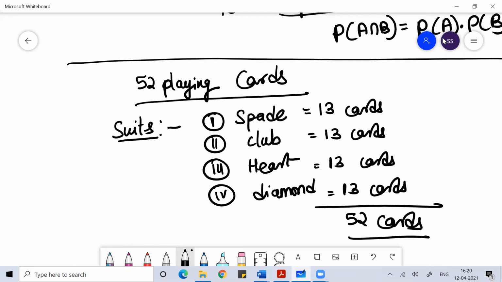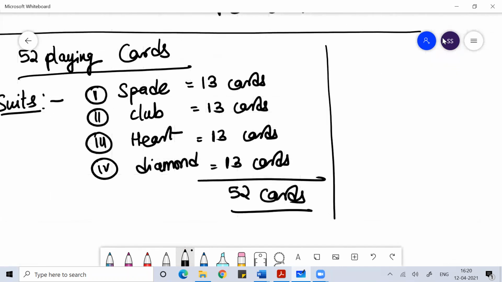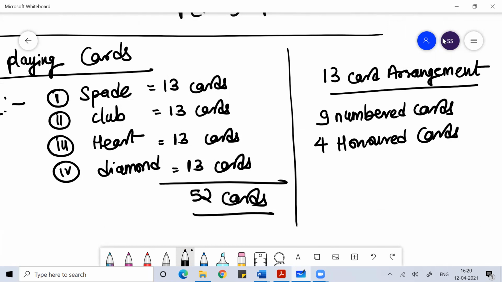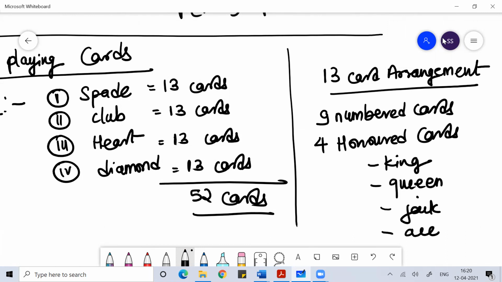Now if you talk about this 13 card arrangement, in that you have nine numbered cards and four honor cards. Those honor cards are king, queen, jack, and ace. Out of king, queen, jack, and ace, king, queen, and jack have a representation, you can see them, while the ace doesn't have any representation. In this sense, it doesn't have a figure.